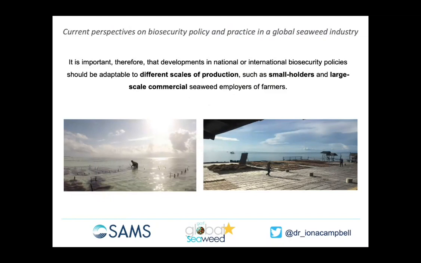So just to conclude and put this work on policy and practices into perspective of biosecurity in the global seaweed industry, it's important that developments in national and international policies are adaptable to the different scales of production that exist in the seaweed industry, such as smallholders and large-scale commercial seaweed employers.